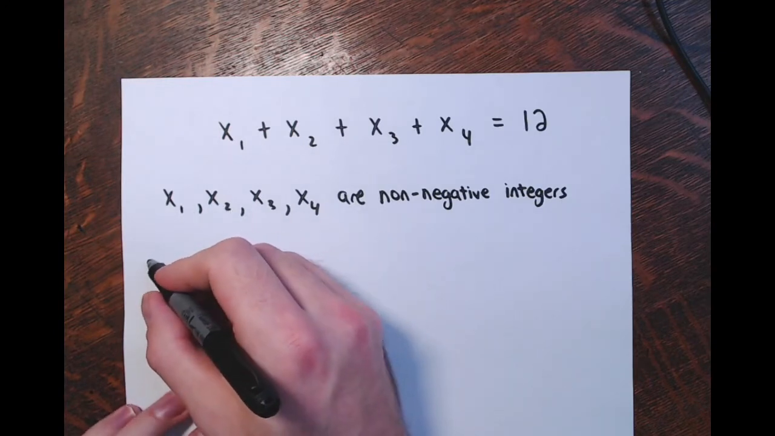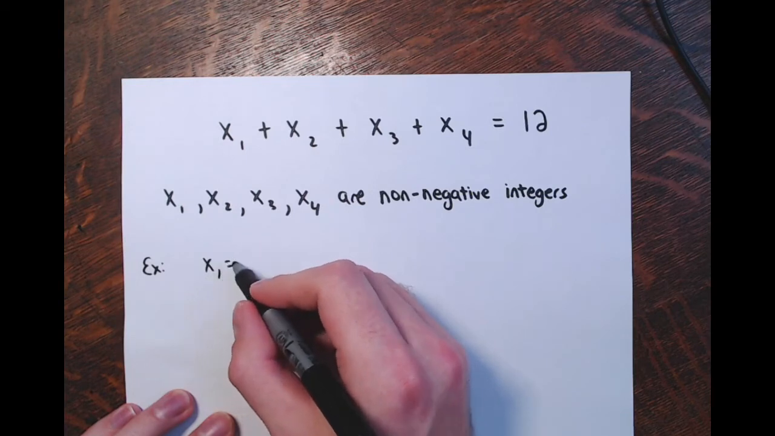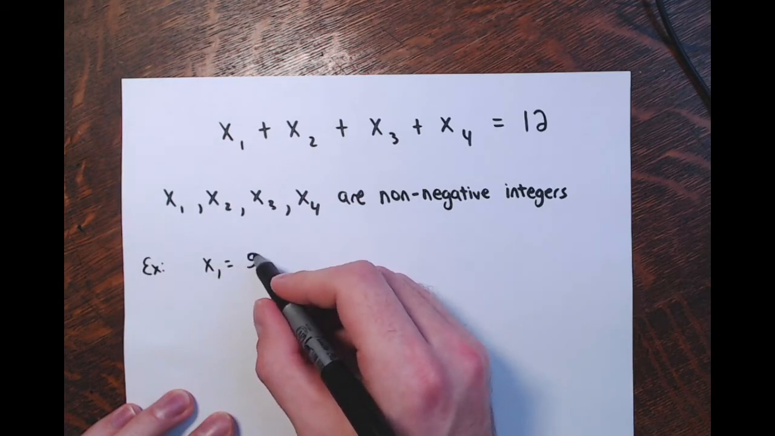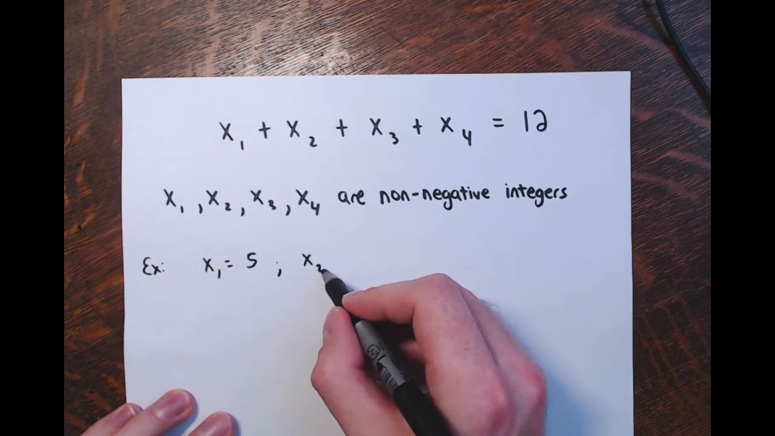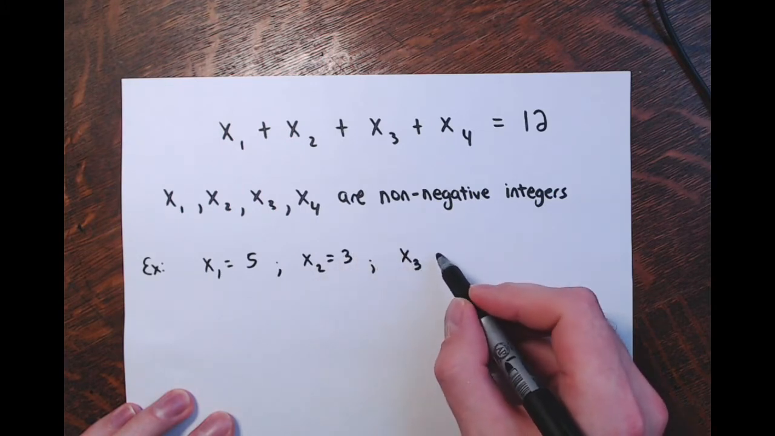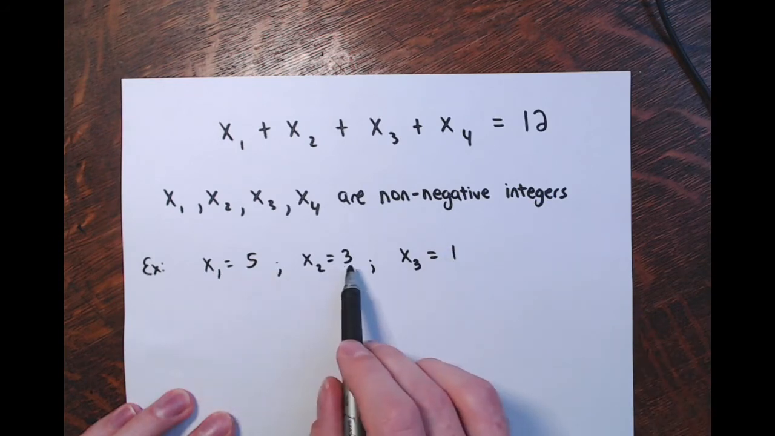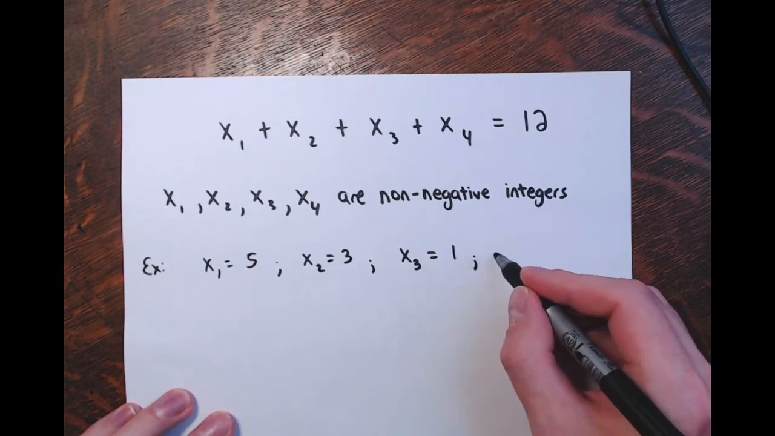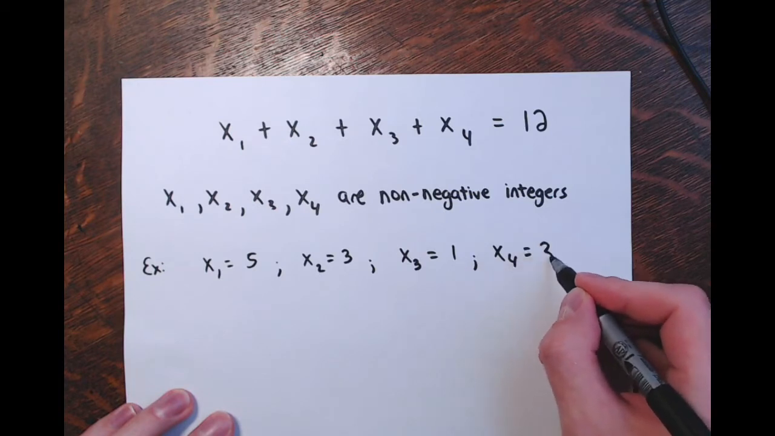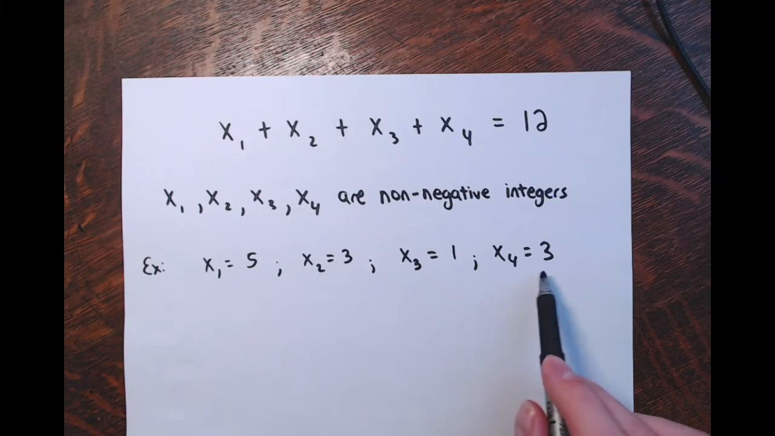Let's think about it. Here's some examples of solutions. I could have x1 be 5. I could have x2 be 3. I could have x3 be 1. That's 8, 9. And then x4 would have to be 3, right, to make a sum of 12. So there's an example, one solution.